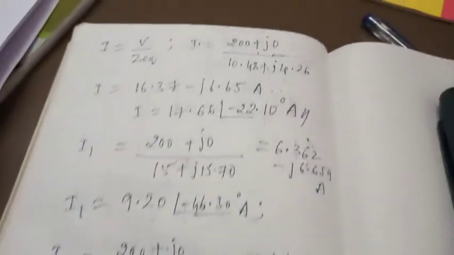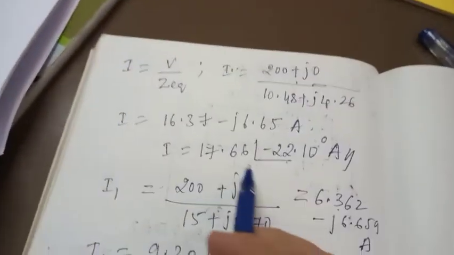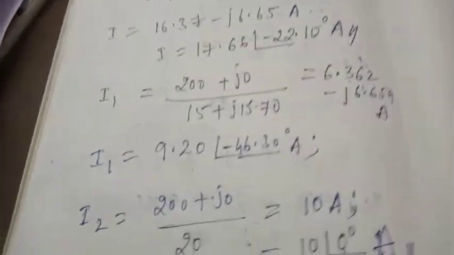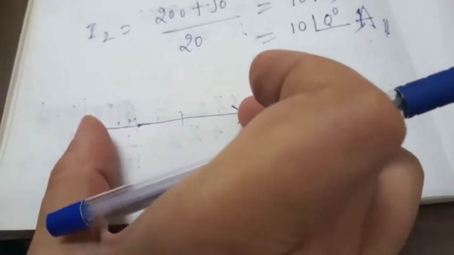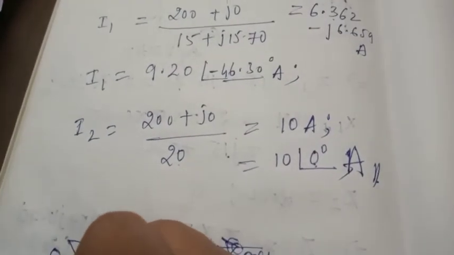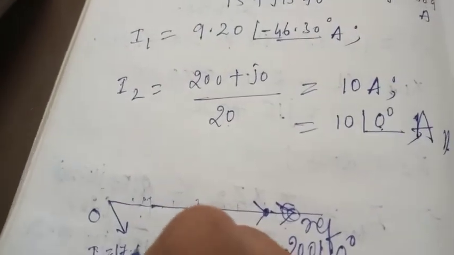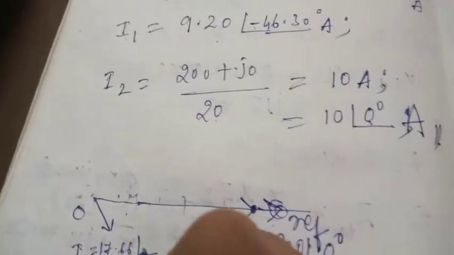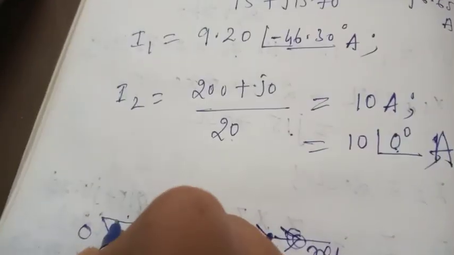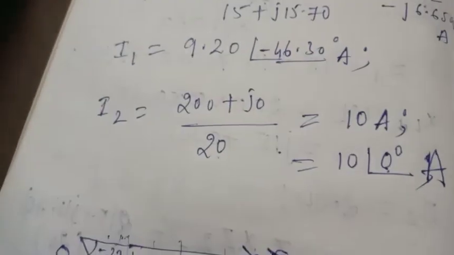What about the current I? Current I angle is minus 22.10, so minus 22 will be here. What is the value? 17 amps. 200 is this much. What about 17? 17 will be very small, right? 17 will be here. I is equal to 17.66 at an angle of minus 22.10 degrees.